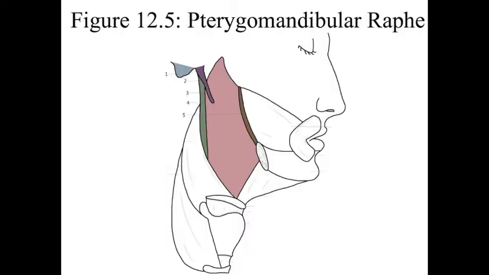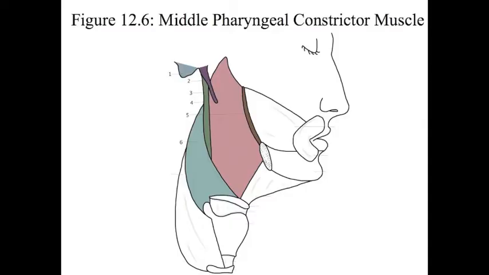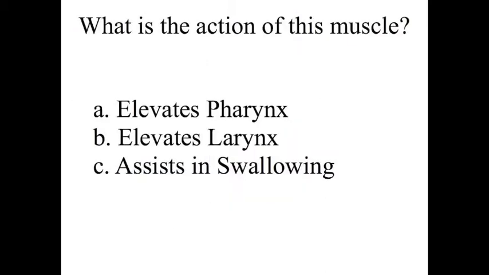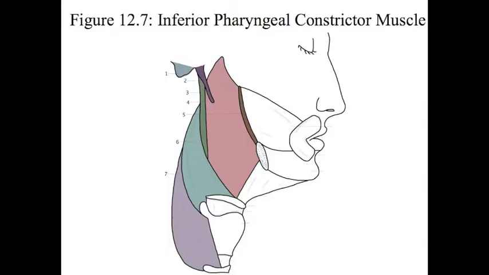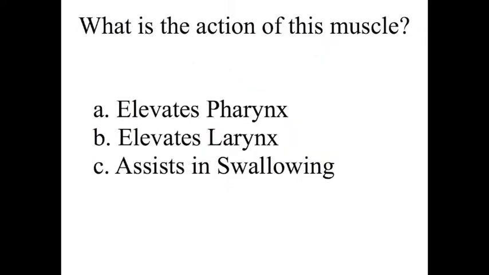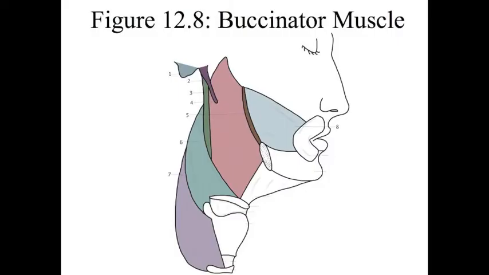Number 5 is the pterygomandibular raphe. This is an important landmark when you're administering anesthesia. It is actually the connecting point between the superior pharyngeal constrictor and the buccinator muscle. Number 6 is the middle pharyngeal constrictor, and it has 3 actions: elevate the pharynx, elevate the larynx, and assist in swallowing. Number 7 is the inferior pharyngeal constrictor with, again, the same actions: elevate the pharynx, elevate the larynx, and assist in swallowing.